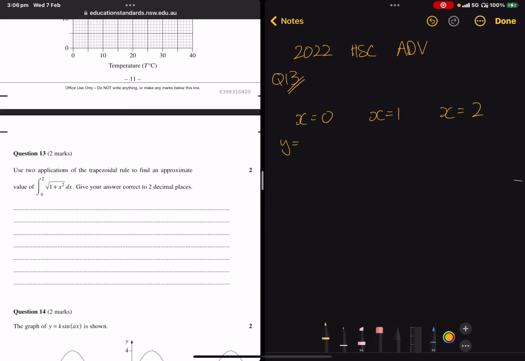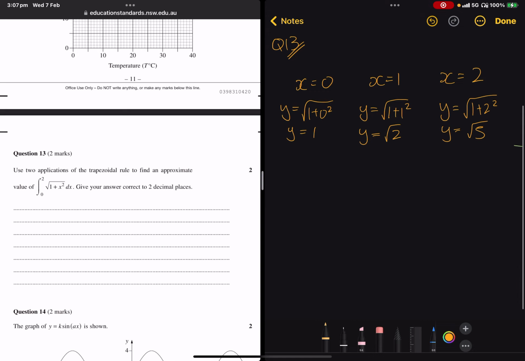So the y value here will be the square root of 1 plus 0 squared, which is 1. The y value here will be the square root of 1 plus 1 squared, which will be the square root of 2. And the y value here will be the square root of 1 plus 2 squared, which will be the square root of 5. So we have the starting y value is 1, the middle y value is root 2, the ending y value is root 5, and we can draw a diagram showing this.